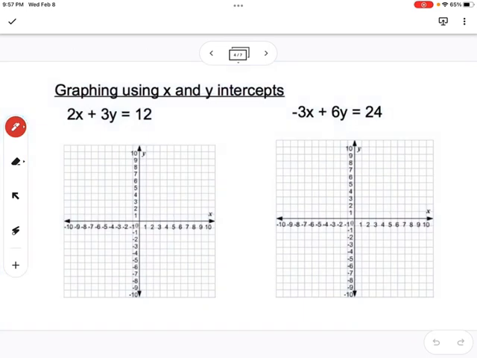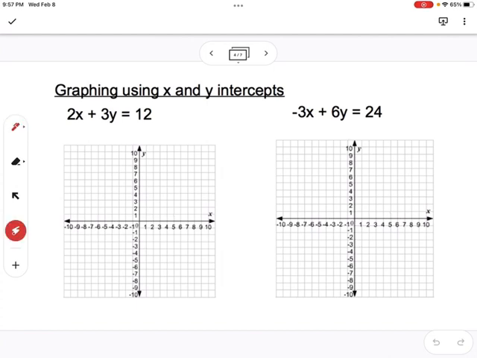Okay, graphing using x and y intercepts. So we notice here we have our equation of a line, but it's arranged a little bit different. We don't have our y equals mx plus b anymore. So with this, instead of rearranging our equation, we can also graph using the x and y intercepts.